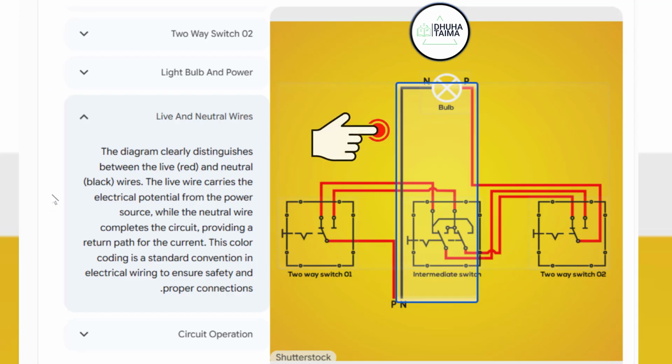Live and neutral wires. The diagram clearly distinguishes between the live, red, and neutral, black, wires. The live wire carries the electrical potential from the power source, while the neutral wire completes the circuit, providing a return path for the current. This color coding is a standard convention in electrical wiring to ensure safety and proper connections.